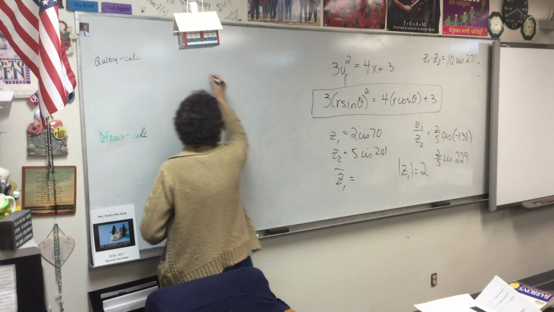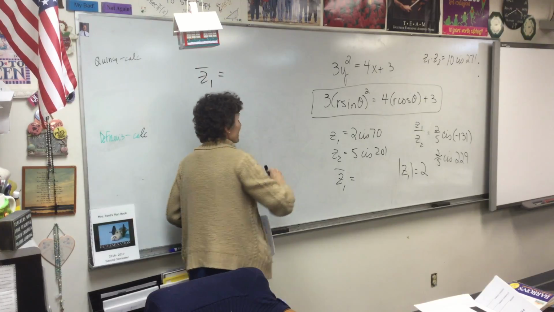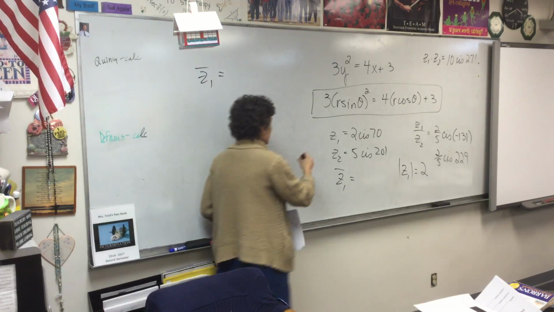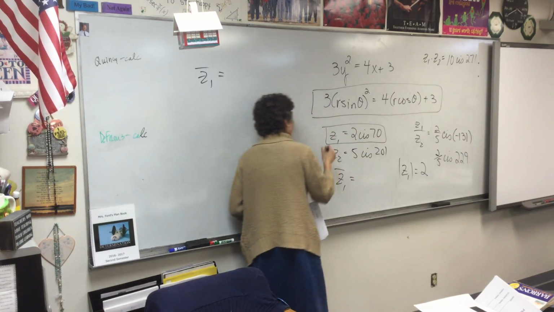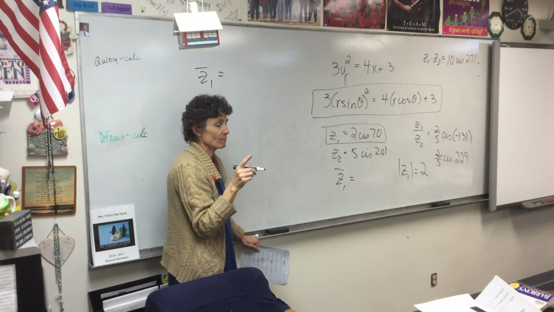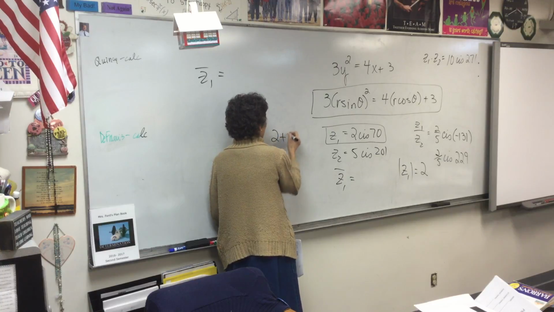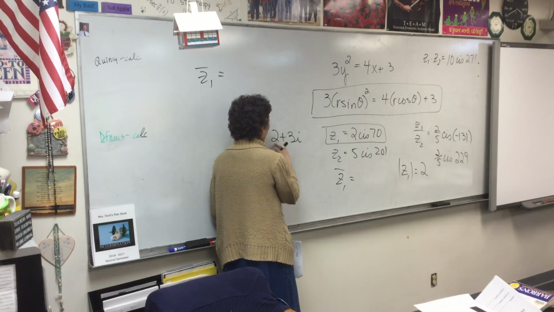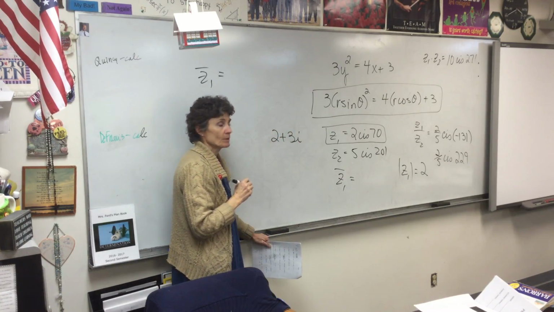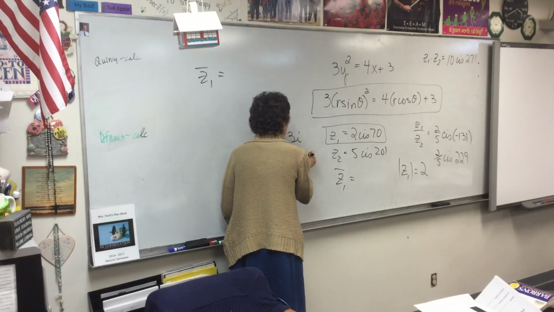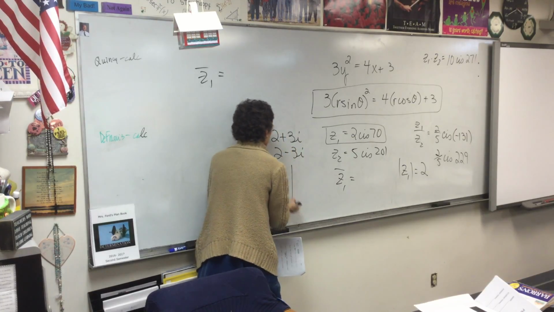Okay? That means the conjugate. So we're going to find the conjugate of this number right here. Now, before we do that, I want you to think about what you already know about conjugates. If you had a number like 2 plus 3i, what would its conjugate be? 2 minus 3i.